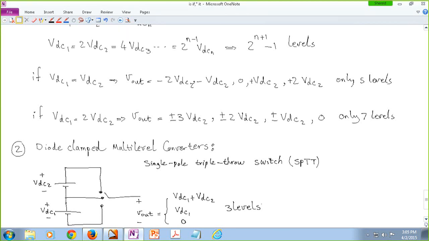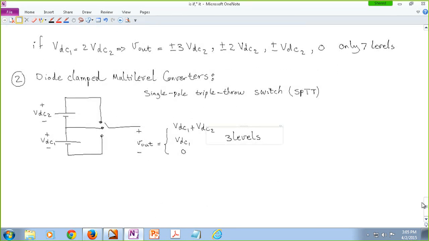All right. Previously, as far as this class has been concerned, we were only using single pole double throw switches, so we could only generate two levels. Now, if magically we find a single pole triple throw switch, we can generate three levels, and then we can increase the number of throws and add more levels. So the question is, how are we going to build this single pole triple throw switch using the semiconductor devices that we have seen so far? All right, so let's take a look at this.